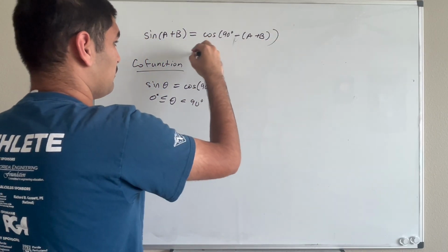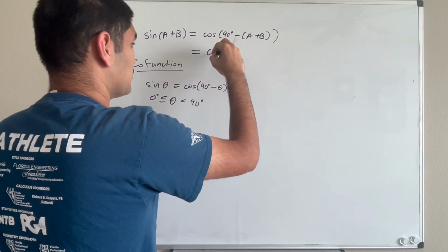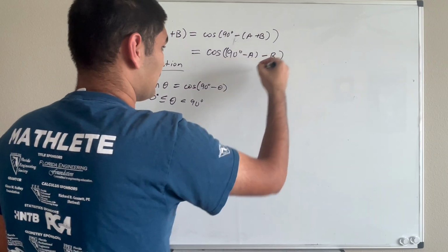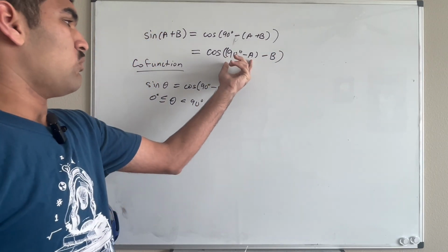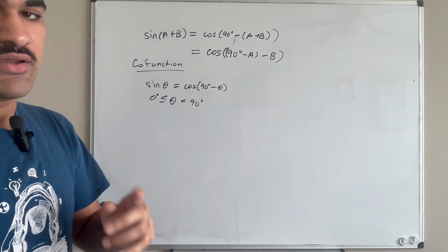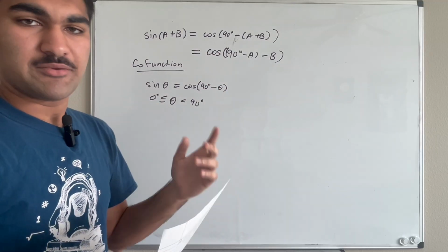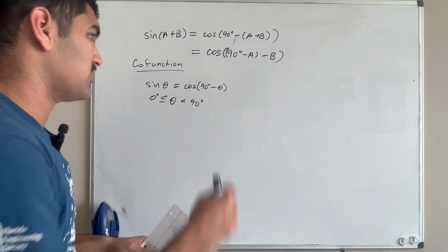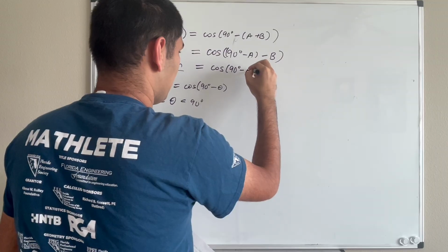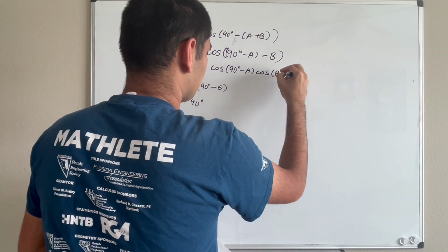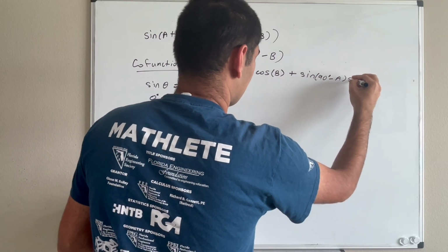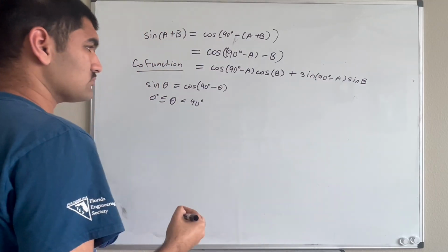Okay, and so then we can rearrange the terms in here. So I'll rewrite this as (90 degrees minus A) and then minus B. And so now notice that we have cosine of one angle minus another angle. So we just proved the identity for cosine of A minus B, so we can apply that identity here. And we know that it's cosine of the first angle, so 90 minus A, times cosine of the second angle, so B, plus sine of the first angle, sine of the second angle. Okay?